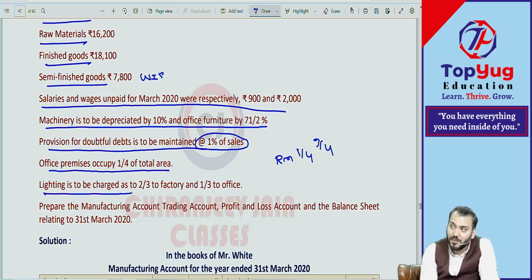You can't take assumption. Understood? If nothing is given, then assumption is required. So 2/3 will go to what? Factory. 1/3 will go to what? Office. Correct now. Prepare manufacturing account, trading account, PL account, and balance sheet.